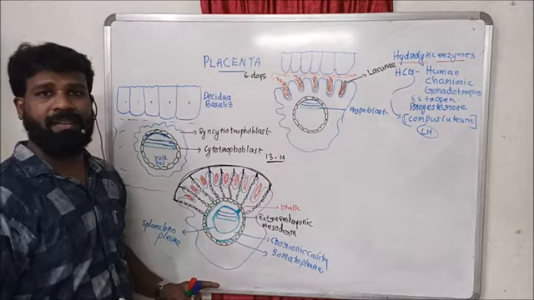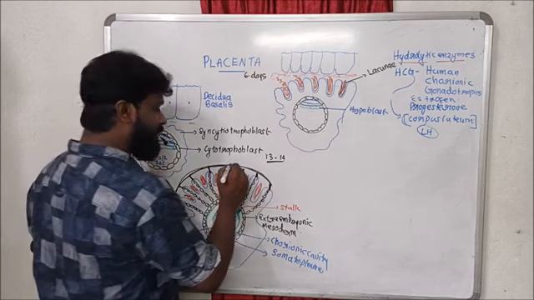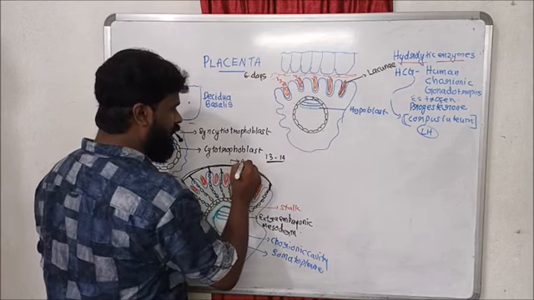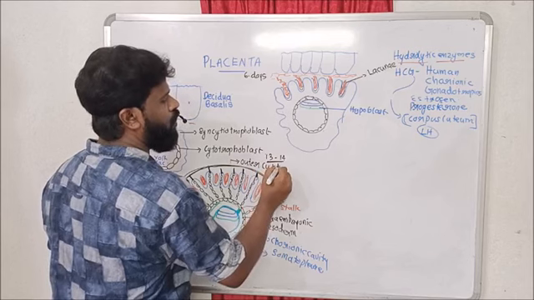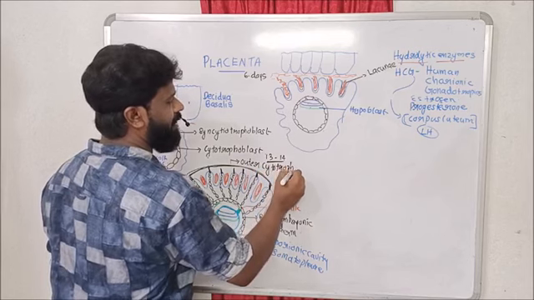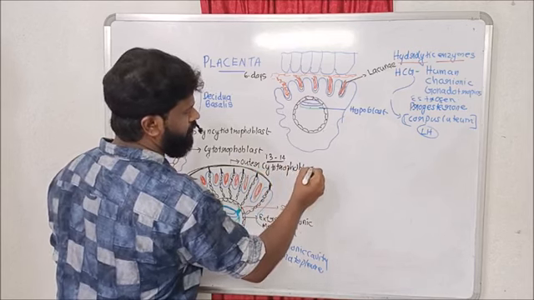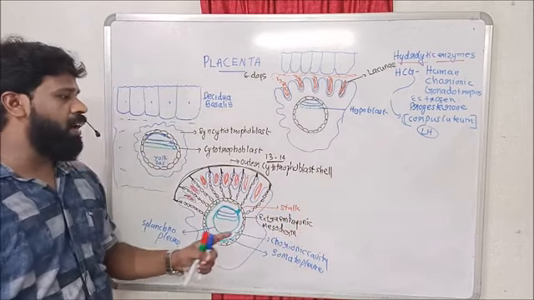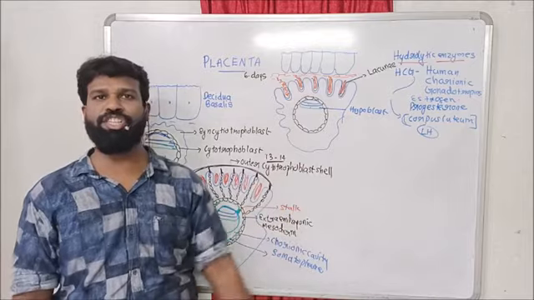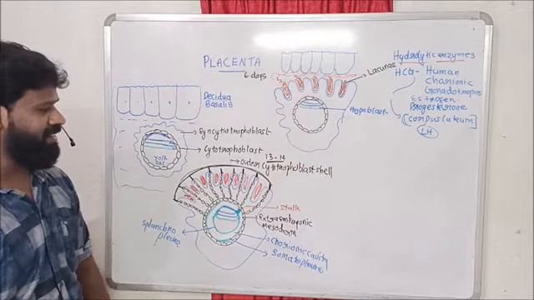This covering is called the outer cytotrophoblast shell. Outer cytotrophoblast shell. Okay.